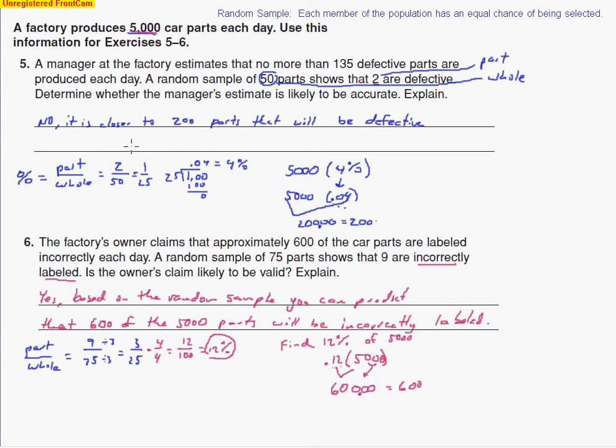So the key on these is to remember to find that percentage. And you're going to use the decimal form of the percentage afterwards, and then you're going to multiply that by the total number to see if it ends up matching what the manager ended up saying.